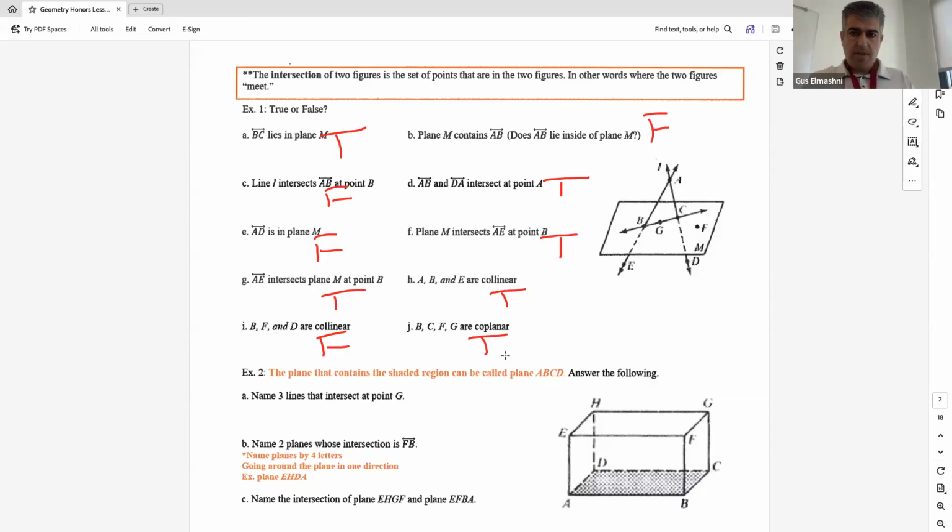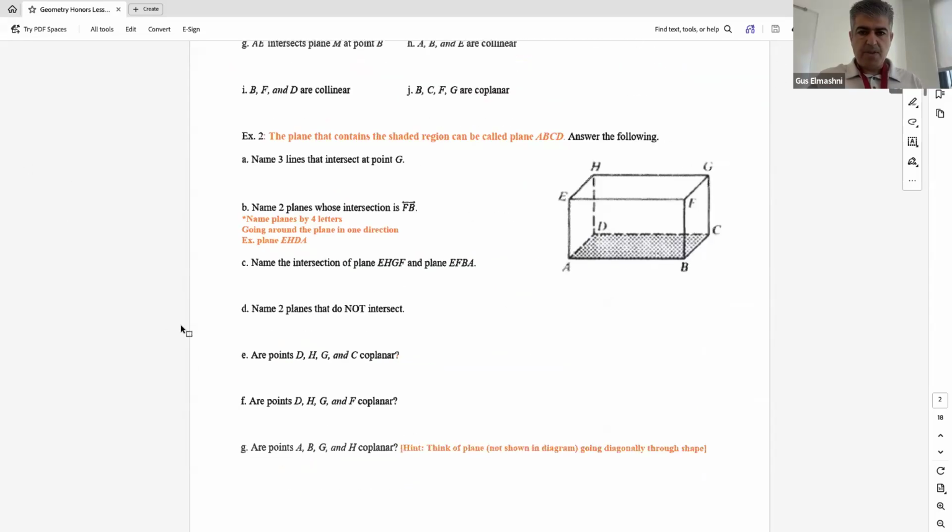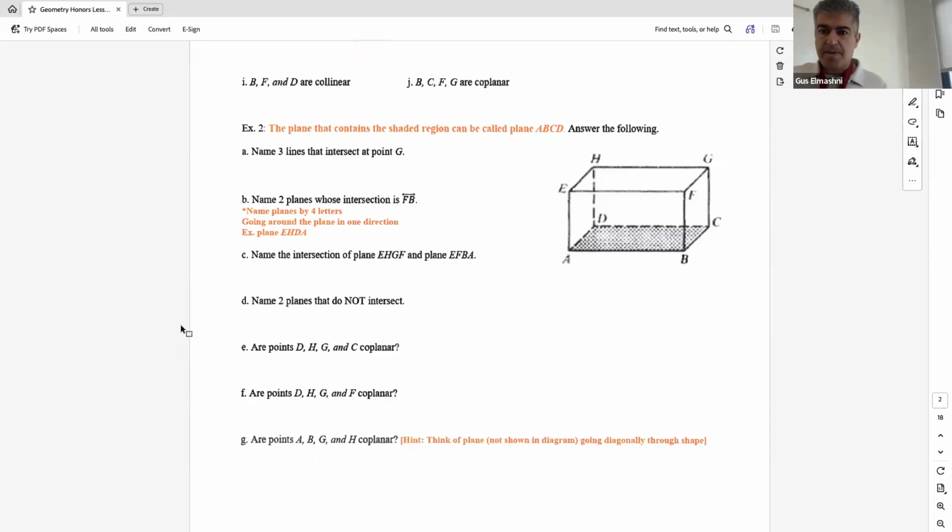All right, I will do example 2 with the guys. Okay, what's going on with example 2? So you've got a 3-dimensional object. It's like a box, right? Name 3 lines that intersect at point G. So here's point G, right? So I could draw this line.